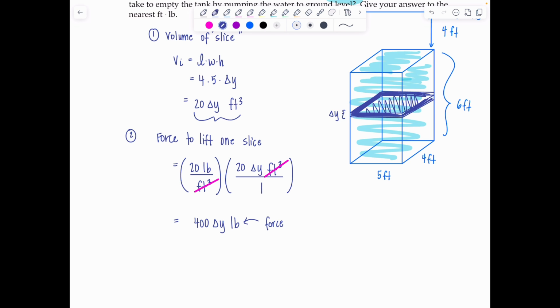Then I want to know what's the distance each slice needs to move to be out of the tank.